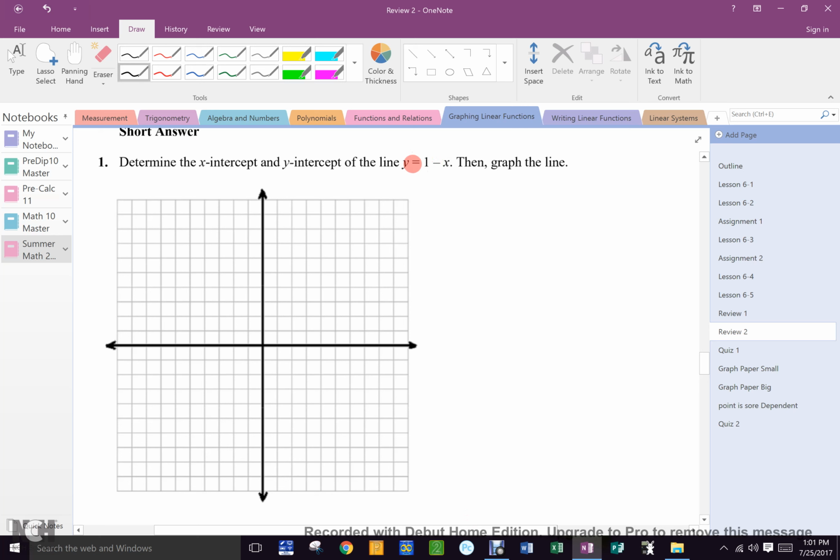If that has an X and a 1 and a Y isolated, correct? So isn't it Y equals negative X plus 1? So isn't that a Y-intercept of 1 and an X-intercept of 1? Because it had to be a slope of negative. 2 marks.